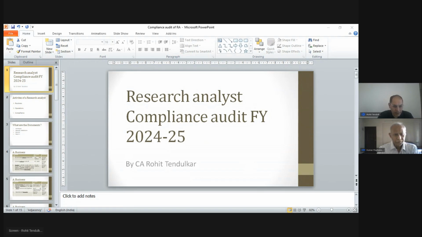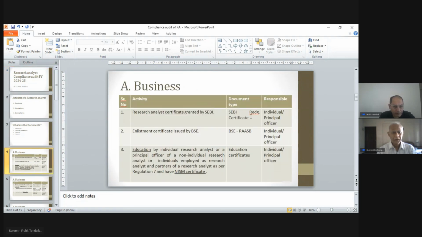Third is education. You have to change the screen, Rohit. Why you cannot see it? It is only in the first page, so you need to change this screen. Where are you right now? Now it is correct. Now we are in the business. So you got the point?